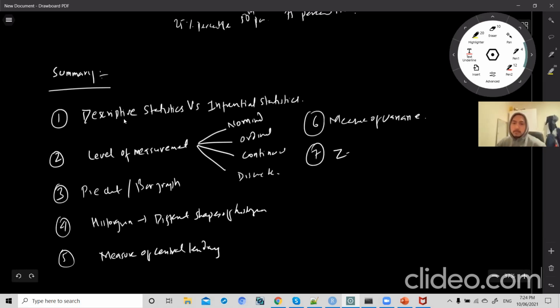Then we discussed Z score. Then box plot, box plot versus histogram. Keep all these things in mind because these are very basic and very important.